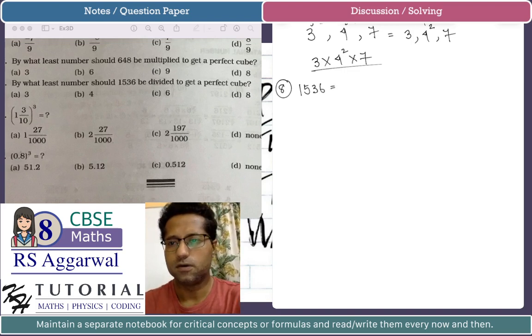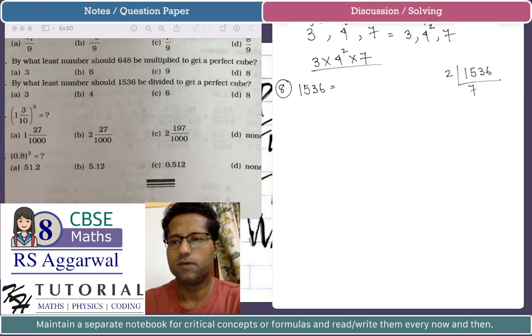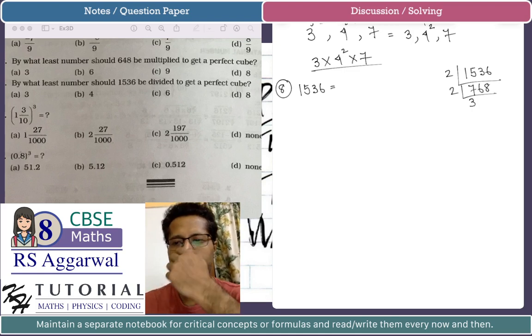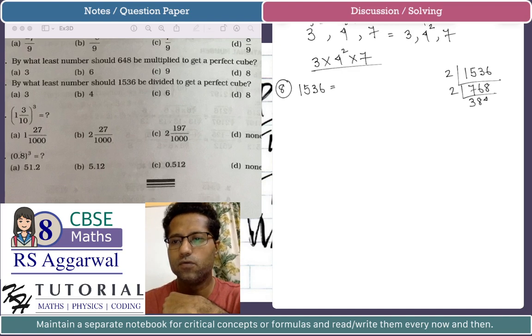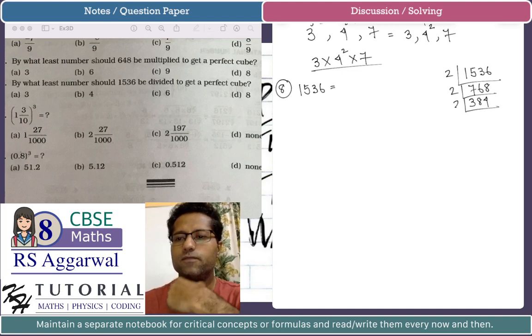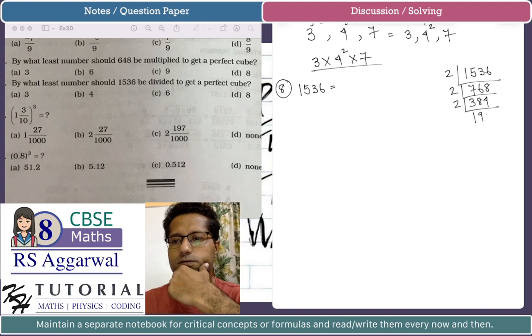So let's first find the prime factorization of 1536. Let's start with 2. We have 768, then 384, and then 192, and then 2.